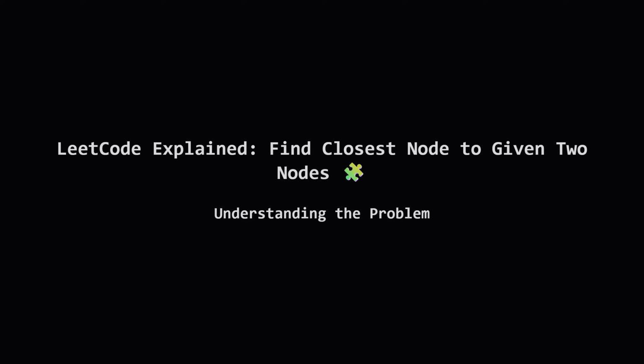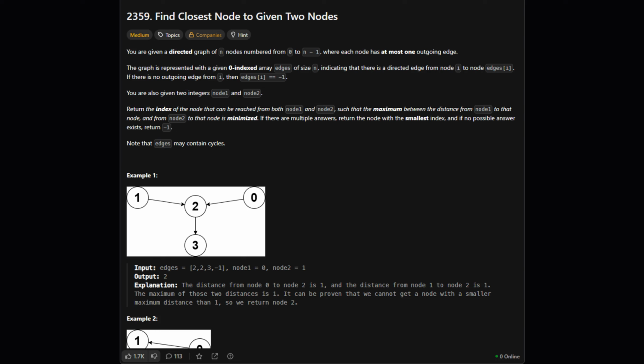Hey everyone, and welcome. Today we're diving into a Leetcode problem called Find Closest Node to Given Two Nodes. It sounds a bit like a treasure hunt in a graph, doesn't it? We'll break it down step by step, so no worries if graphs seem tricky. Let's get started. So what's the goal here?